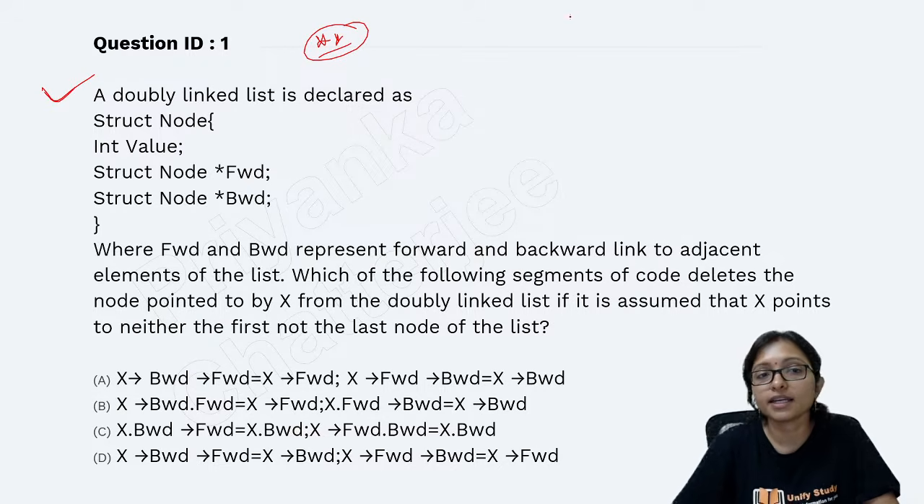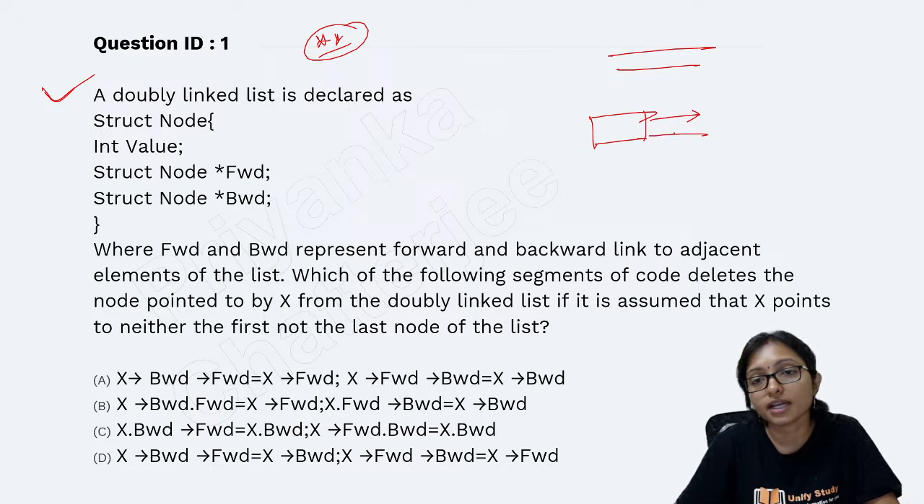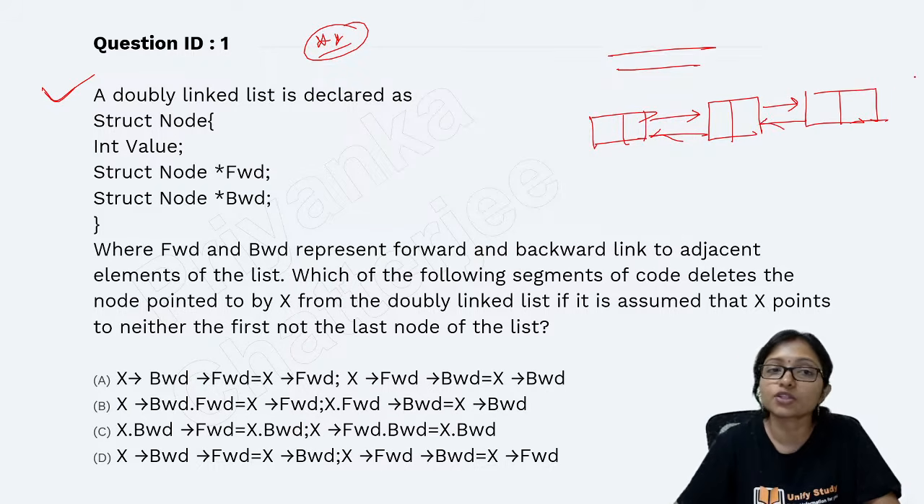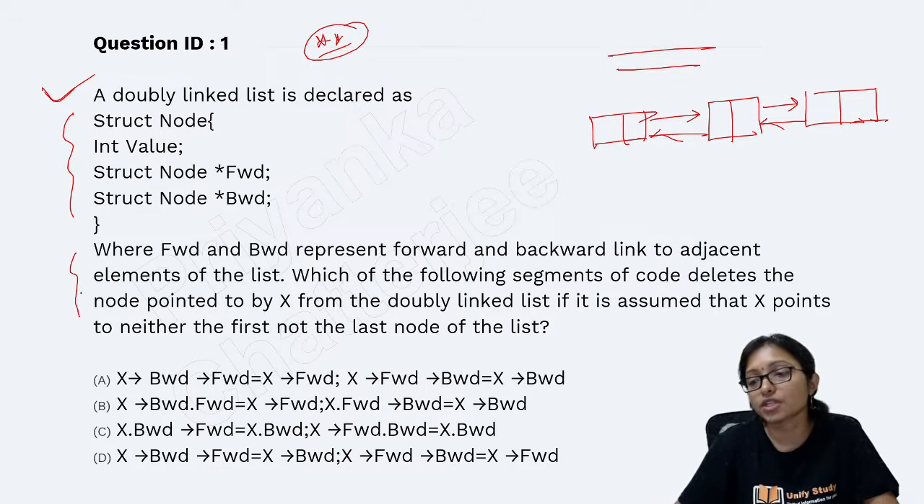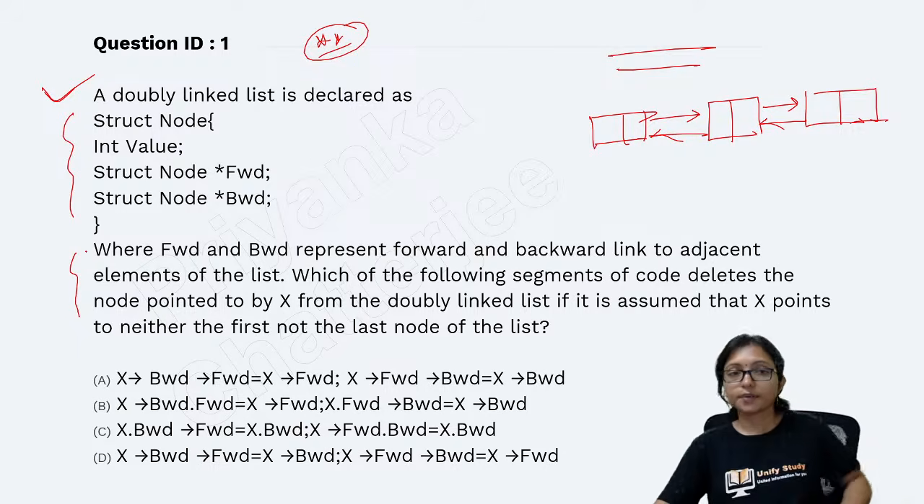So what is a doubly linked list? You know the doubly linked list. Doubly linked list means there are double arrows, right? Previous also, next also. That is called the doubly linked list. Previous pointer and next pointer both are there. That is called doubly linked list, right? So now you can see that we have declared a doubly linked list here. Here is some question. Read the question and do the answer for this one, doubly linked list.